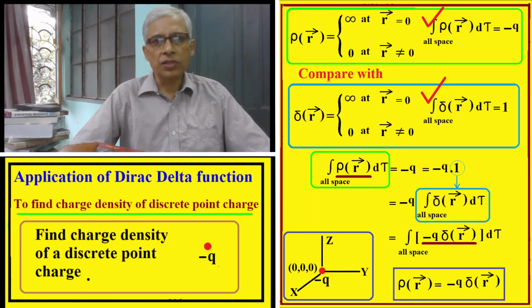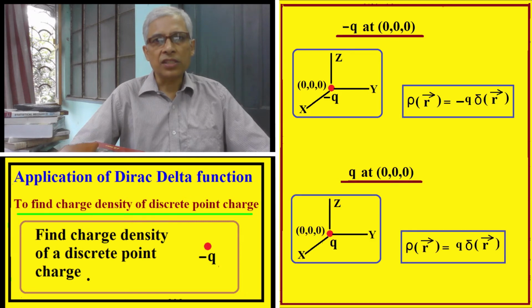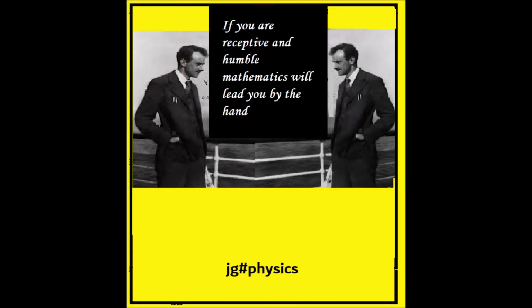Comparison gives the volume charge density rho, which is a function of vector r, as minus q into Dirac delta of vector r. Let me remind that this is the expression of the volume density of charge for a charge located at the origin. If instead of minus q, a positive charge, say q, is at the origin, then the volume charge density would be, drop the minus sign and write q into Dirac delta of vector r.